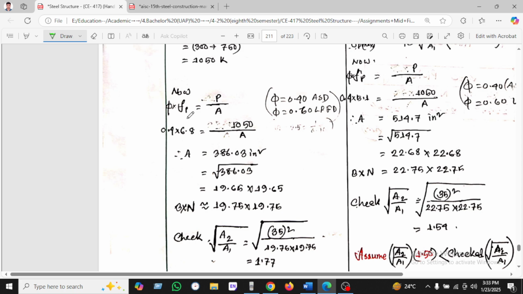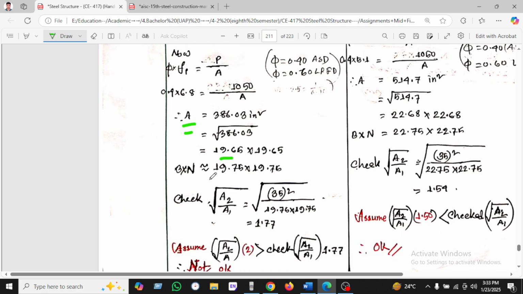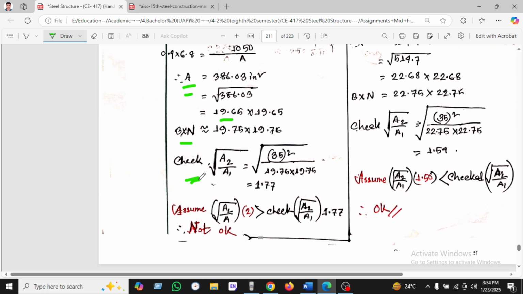And we know stress equals force per area. Putting in the values, we found A equal to 19.65 into 19.65, so B into N equals 19.65 into 19.65. Then we are checking our assumed value, the ratio square root of A2 divided by A1. We found 1.77, but we assumed 2. On the other hand, we are calculating 1.77. So this is not okay.